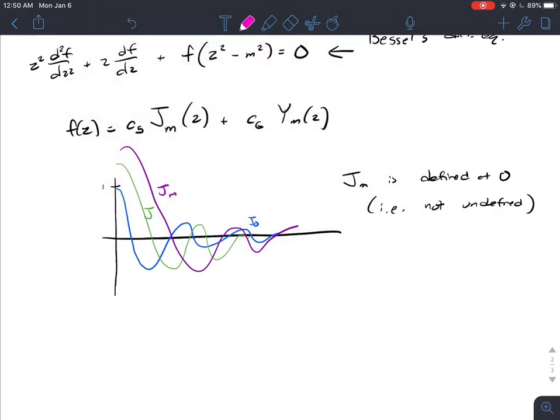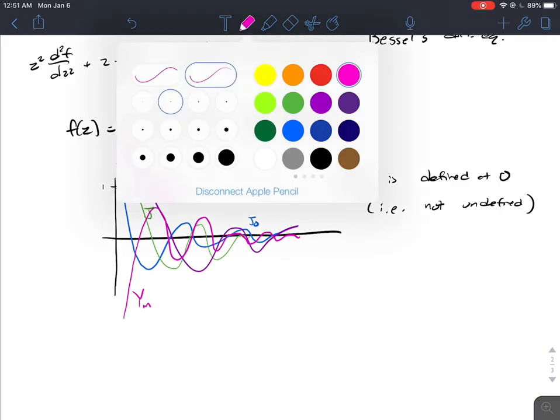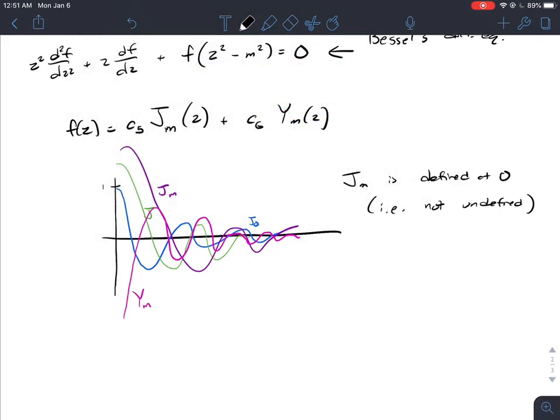So this pink line right here sort of represents what Y_m looks like. So Y_m kind of looks like this big slurpy thing, and then just kind of decays as well. So the big difference to note between J and Y here is that Y_m is undefined at 0.